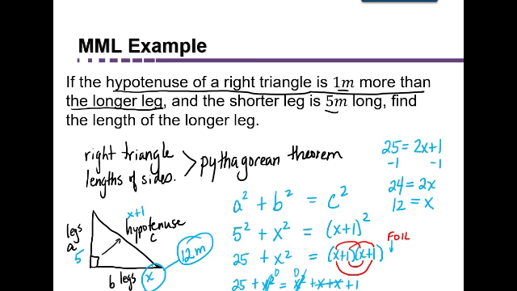First times first is x times x, which is x squared. Outer times outer is x times 1, which is x. Inner times inner is 1 times x, which is x. And last times last is 1 times 1, which is 1. So it gives you x squared plus x plus 1. Now remember, 1x and 1x adds up to 2x. So that's where the 2x came from over here.